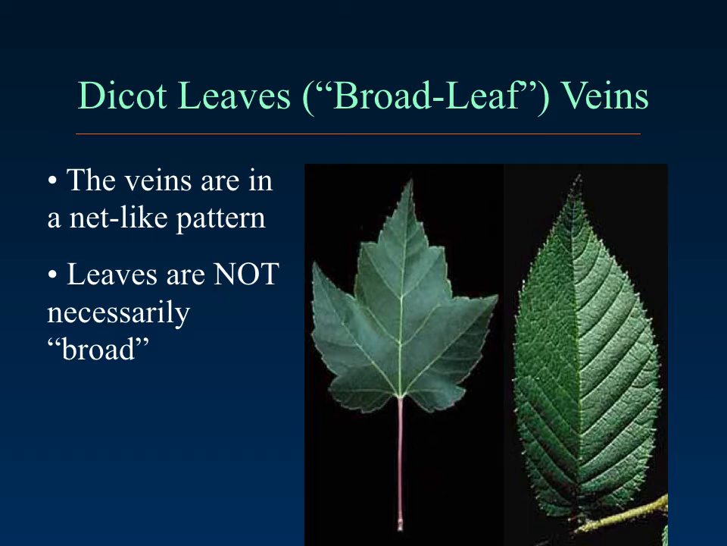The left-hand side looks like a maple. It is a maple. The other one looks more like an elm to me, but it's a little hard to tell with only one leaf attached to that stem. But notice that the veins do cross one another at some point in space. That means they're not parallel, or we call it netted or net-like in their pattern. But again, broadleaf does not mean it's necessarily a wide leaf blade whatsoever.